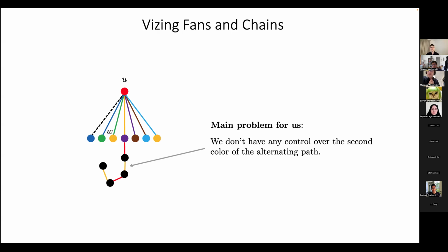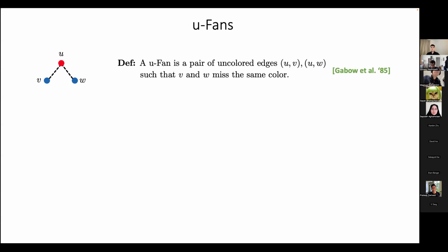And because we don't have control over the second color, the averaging argument becomes much weaker, because now the total length of these paths isn't big O of n, it's big O of n times delta. And this leads to a delta factor larger in the running time. So the key insight is that instead of using Vizing fans, we actually use a different type of fan that works in general graphs, but does actually allow us to control both of these colors. And this is what we refer to as a U fan.